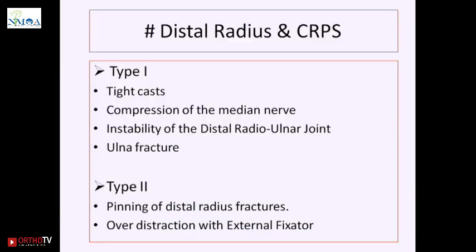Now, etiology in type 1 and type 2. Normally in distal radius fractures with CRPS, in type 1, the etiology is due to a tight cast. Sometimes there are tight bandages, compression of the median nerve, instability of the DRUJ and the lower end of the ulna fracture. In type 2, the etiology is invariably the pinning of the distal radius fracture, and over-distraction of the external fixator causes the nerve injury.